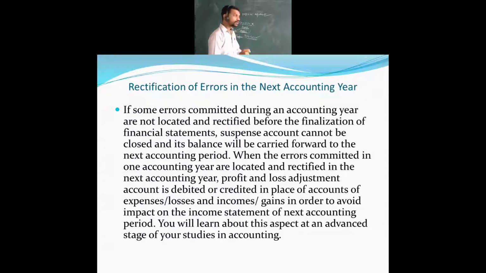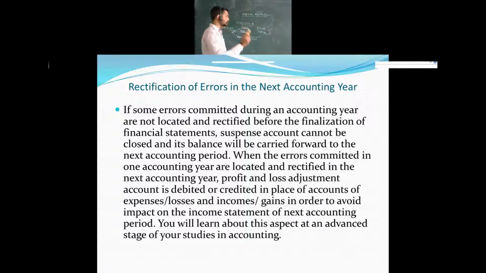Here you cannot directly affect the profit and loss account, or the income and expenditure account. This account will not be affected directly. Here you have to make a separate profit and loss adjustment account. It has been told that when errors committed in one accounting year are located, rectify the errors in the next accounting year. Profit and loss adjustment account will be debited or credited. This is the adjustment account you are going to open: the profit and loss adjustment account.